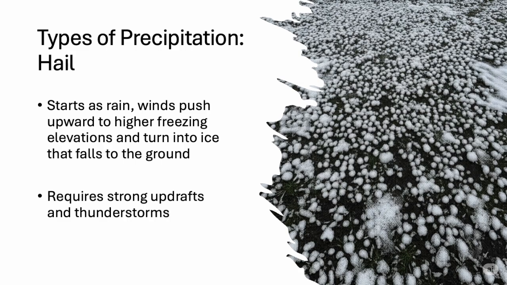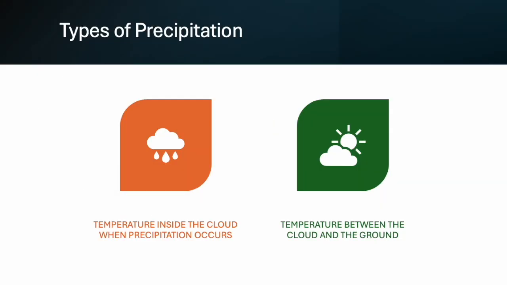So why do we get rain sometimes, snow other times, and even sleet or hail? The biggest clue is temperature. And that includes the temperature inside the cloud where the precipitation forms, and very importantly, the temperature of the air between the cloud and the ground. If it's warm all the way down, you get rain. If it's freezing all the way down, you get snow. If the rain falls through a freezing layer near the ground, you get sleet. If there are strong updrafts in a thunderstorm, you get hail.